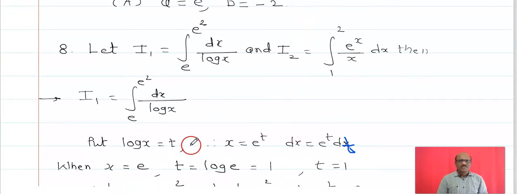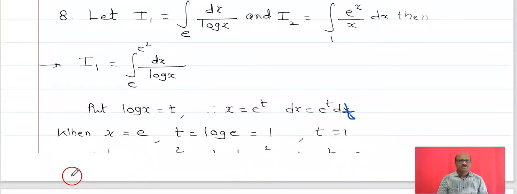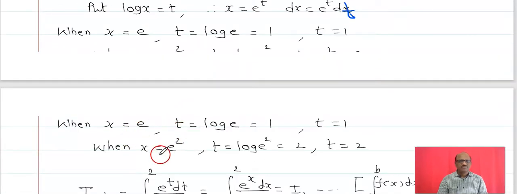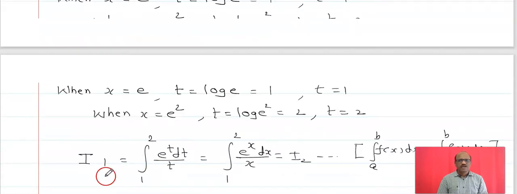Now we'll change the limit. When x is equal to e, then t is equal to log of e. The value of log of e is 1. Therefore t is equal to 1. When x is equal to e square, then t is equal to log of e square. Then you will get the value 2. Therefore t is equal to 2. Therefore I1 is equal to the integral, lower limit is 1, upper limit is 2, e raised to t dt upon t.